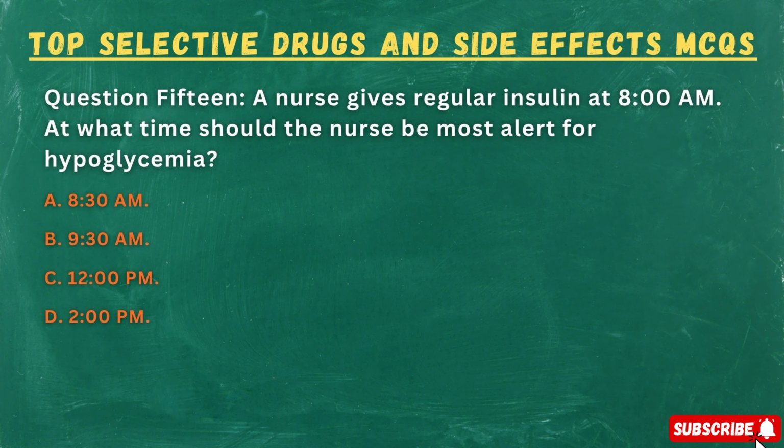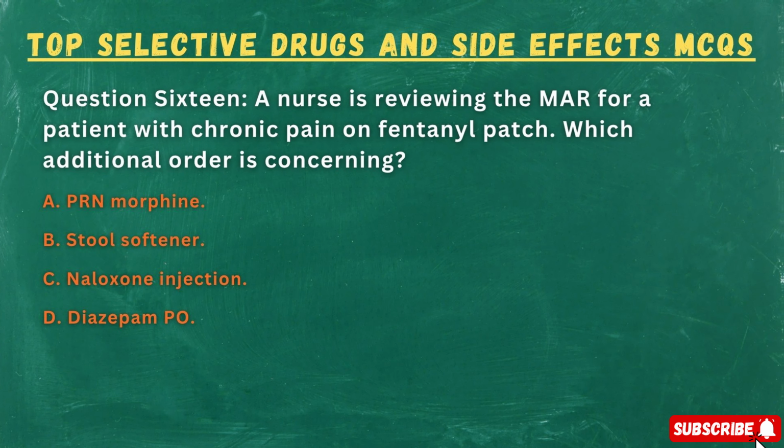Question 15. A nurse gives regular insulin at 8 a.m. At what time should the nurse be most alert for hypoglycemia? A. 8:30 a.m. B. 9:30 a.m. C. 12 p.m. D. 2 p.m. Answer: B. 9:30 a.m.